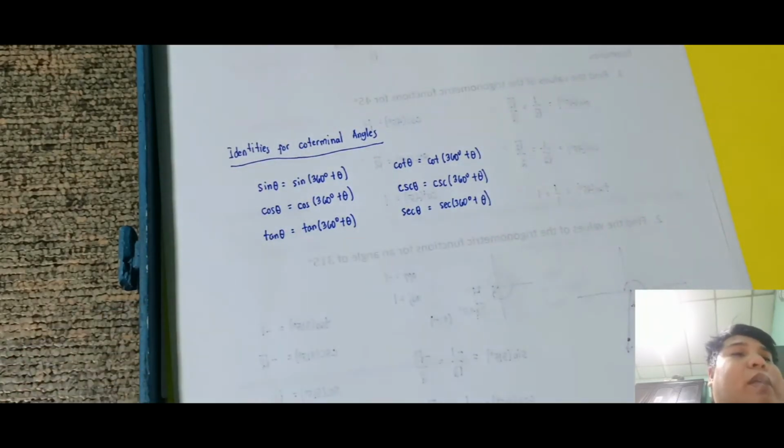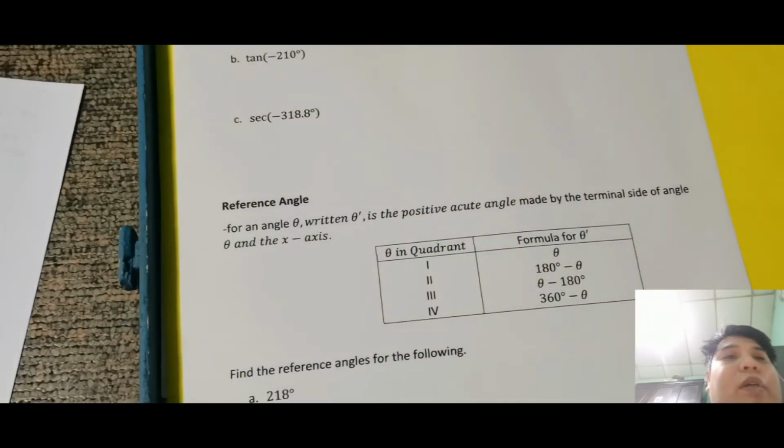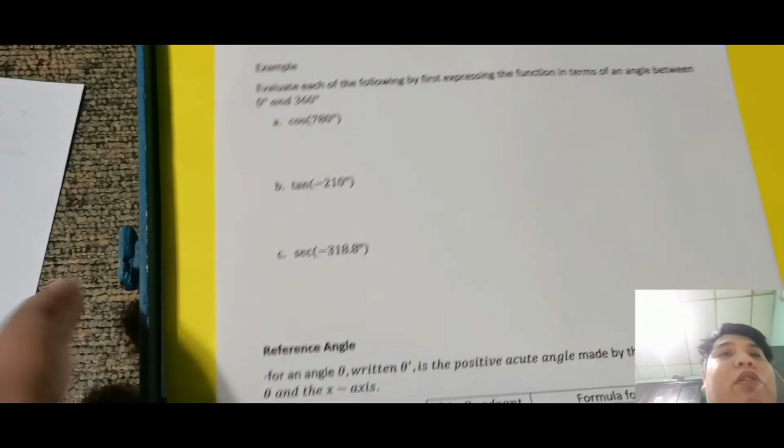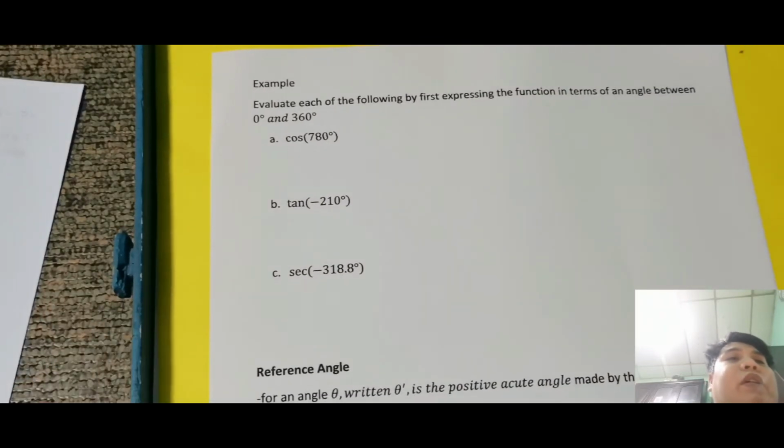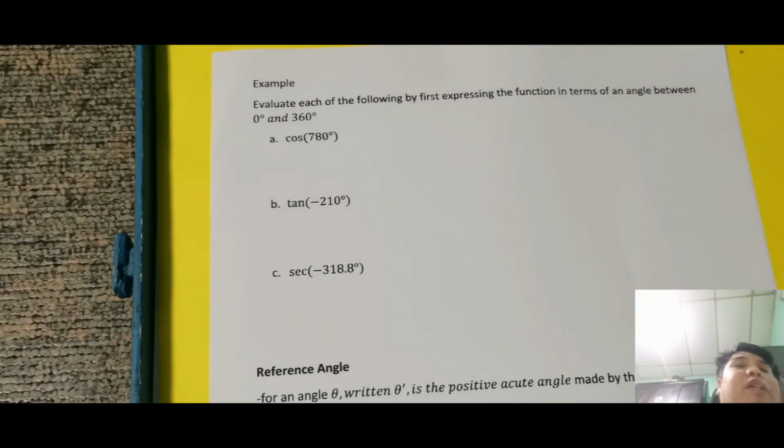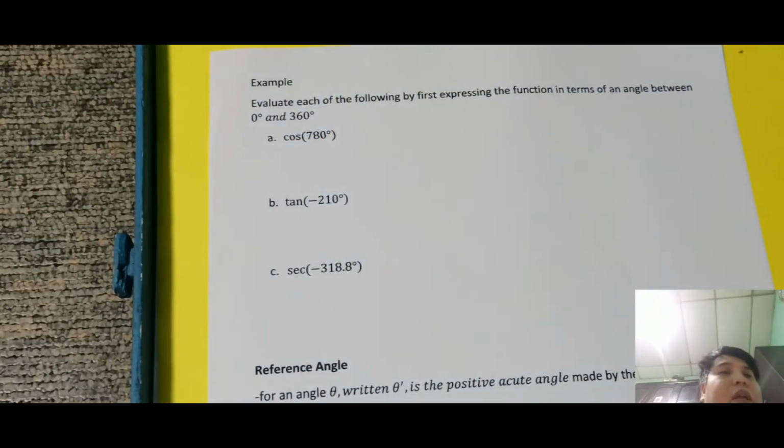Hindi ko na babanggitin lahat kasi babasahin ko lang naman, nakalagay din naman sa notes. So let's have an application. Evaluate each of the following by first expressing the function in terms of an angle between 0 degrees and 360 degrees. Ano yung technique na dapat natin gawin dito? Kung 780 yan, magma-minus ka ng 360, or mag-add ka ng 360 hanggang sa maging 0 to 360 na lang siya.